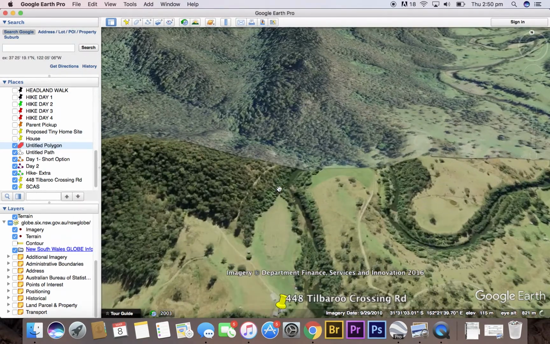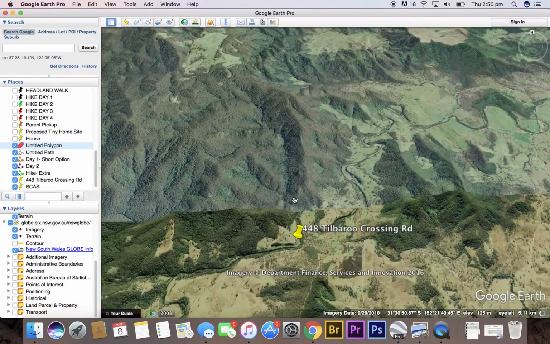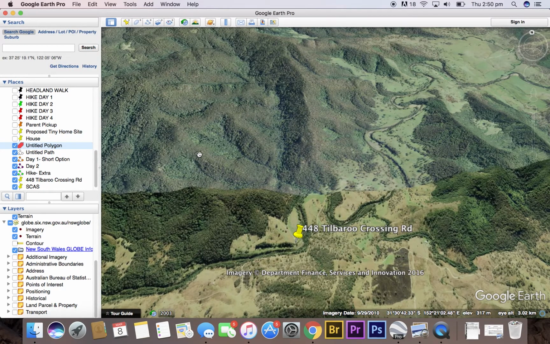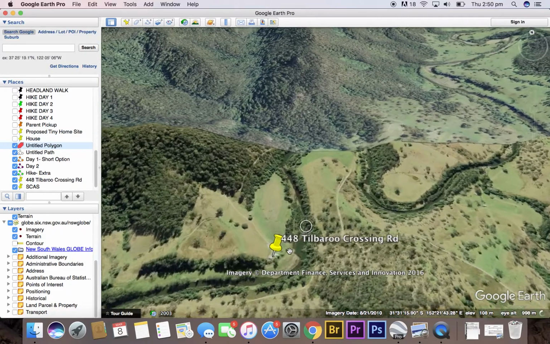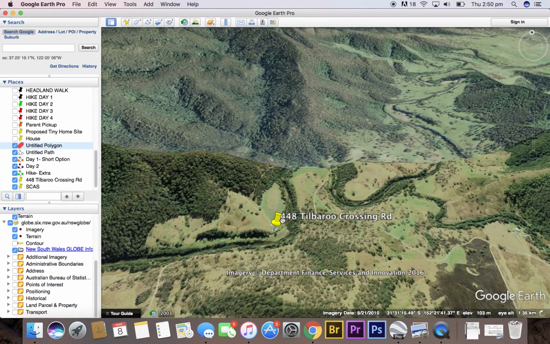So we know that the property itself is located in a valley and it borders a national park, and you can see that this national park to the north here is heavily forested. If a fire were to break out in that area, do you think that this property might be at risk of fire? That's a question you need to ask yourself.